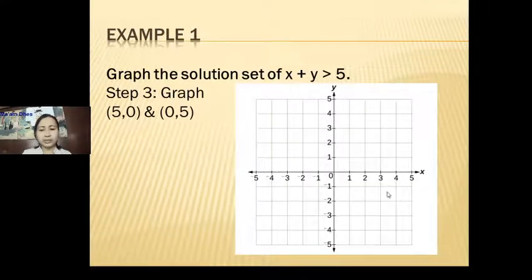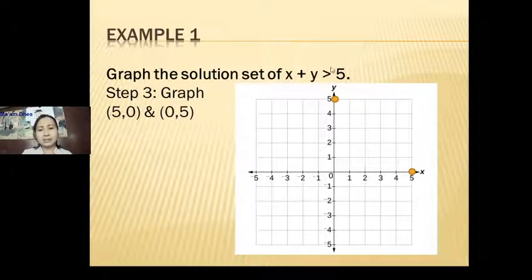Given our Cartesian plane, we're going to locate 5, 0. So if this is the x-axis, we're going to look for positive 5. So this is positive 5, and then the y-axis is 0. So we're going to plot it in here. Okay. Next, 0, 5. Our second point is 0, 5. The x coordinate is 0. The y coordinate is 5, so we're going to place it in here. Afterwards, we're going to connect the 2 points.